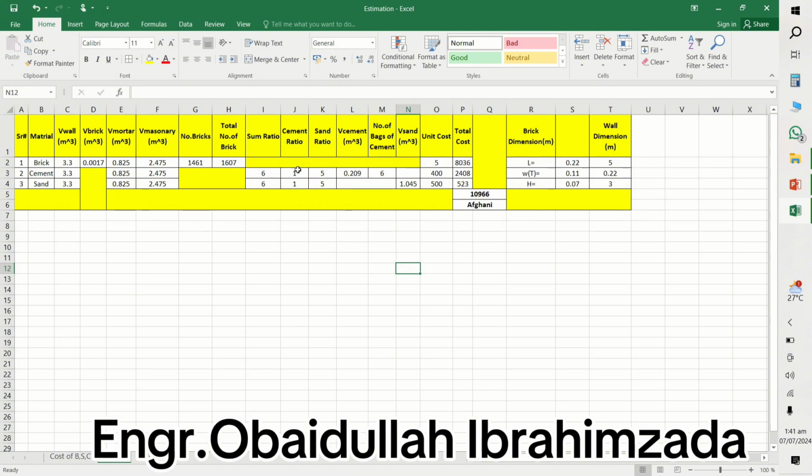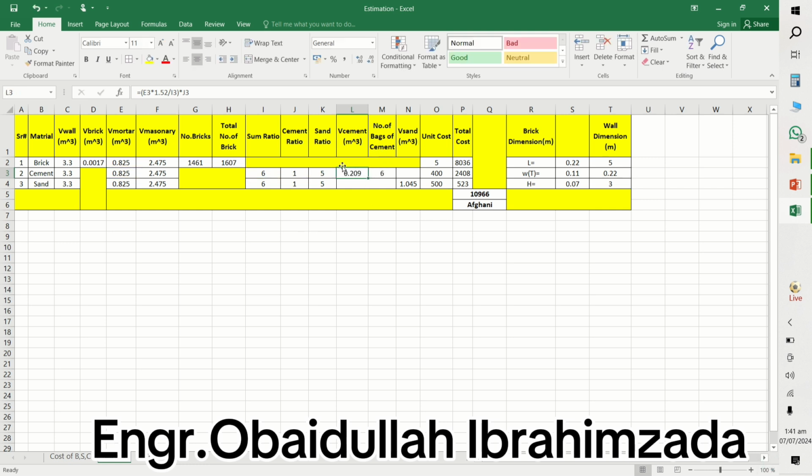Sum of the ratio: just put, first of all, the ratio cement 1 and sand 5, and just sum both of them, you can take this one, okay. And after that, volume of the cement, how can we find, very simple, just volume of the mortar multiplied by the factor of 1.5 for your weight factor, okay, and then divide by the sum of ratio and multiply by percentage of the cement, okay.